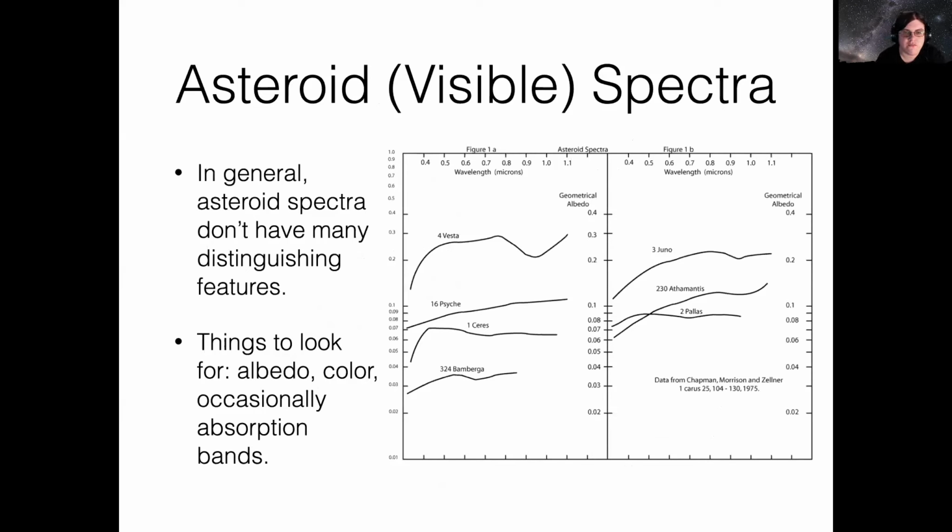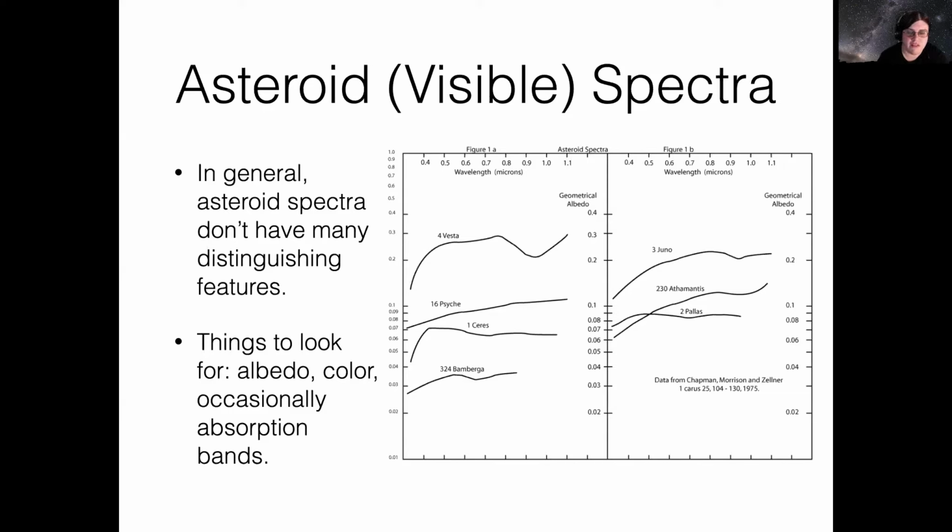So let's start matching these meteorites to asteroids. We don't currently have any asteroid samples. We're getting some. The Japanese have a mission called Hayabusa 2 that's going to bring us back some asteroid samples from an asteroid called Ryugu. NASA has OSIRIS-REx, which is going to bring us back something from Bennu.